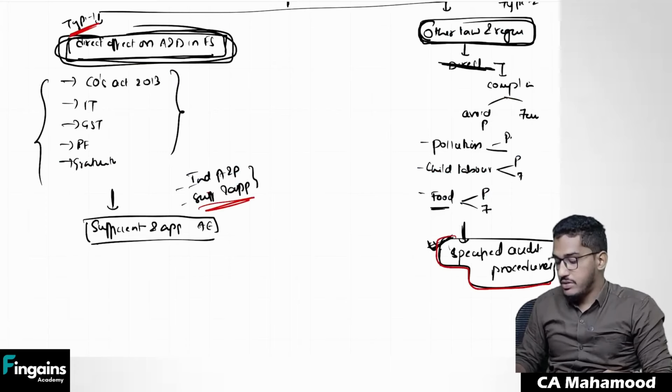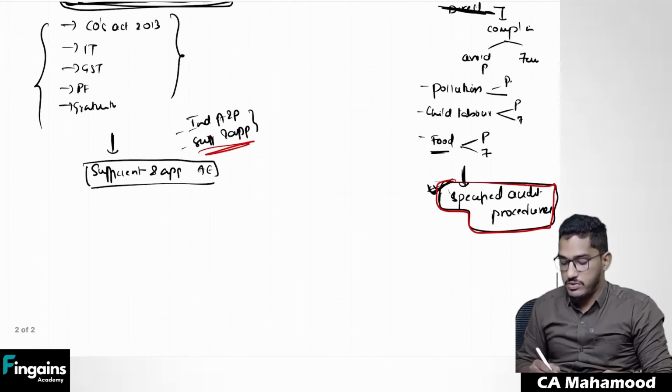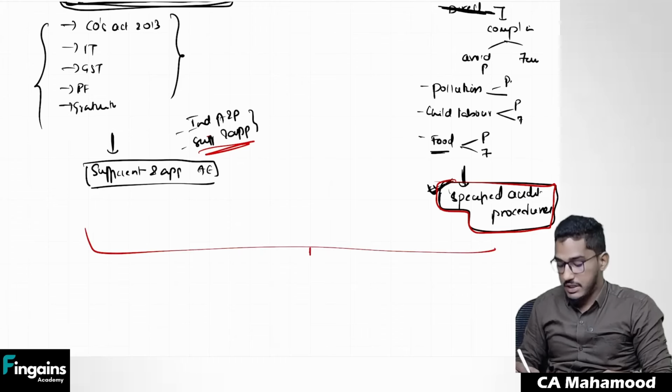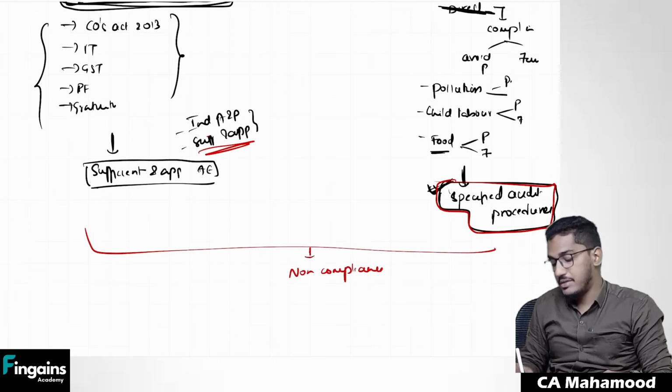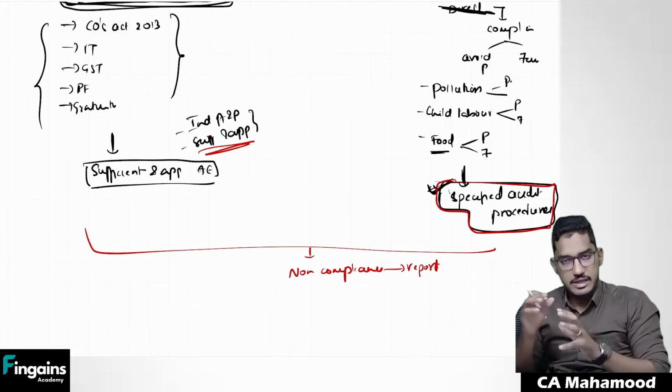When it comes to type 2 laws and regulations, you will perform specified audit procedures. By performing these, if you find any non-compliances, you have to report appropriately. Sir, how to report it? That also we'll see in a while.